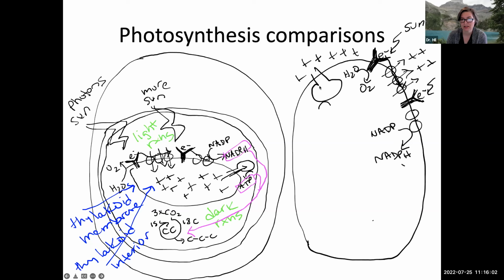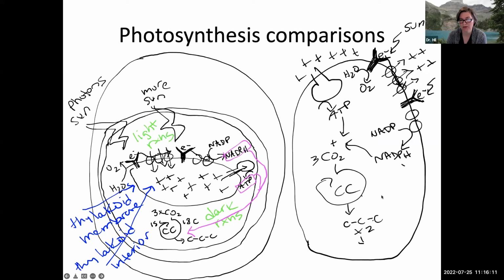We get ATP production here, right, with our proton gradient. We put together ATP, energized electrons, CO2 to get a 3 carbon molecule. These are the dark reactions happening in the cytoplasm. A couple of these put together makes glucose.